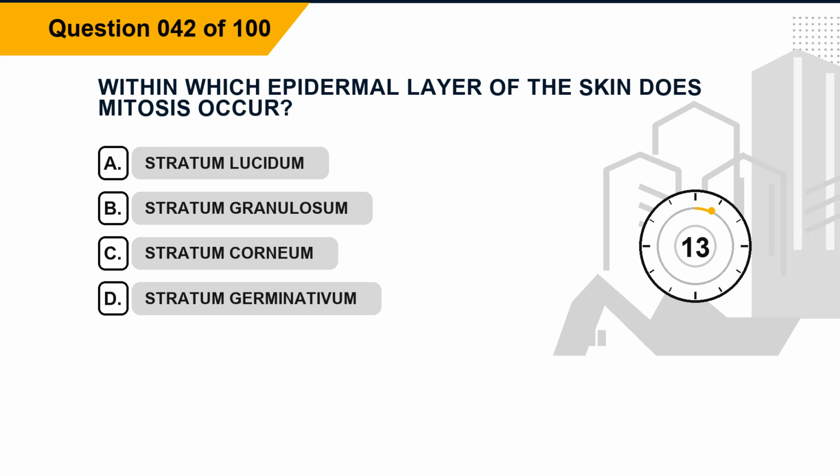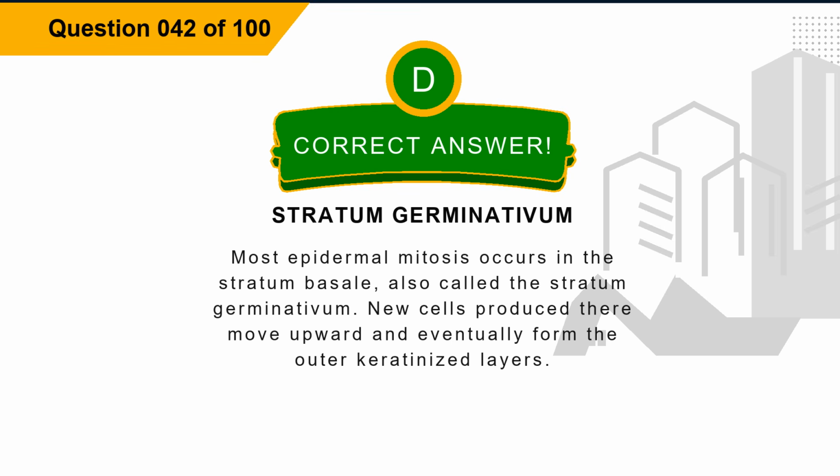Question 42. Within which epidermal layer of the skin does mitosis occur? Option A, stratum lucidum. Option B, stratum granulosum. Option C, stratum corneum. Option D, stratum germinativum. The correct answer is option D, stratum germinativum. Explanation. Most epidermal mitosis occurs in the stratum basale, also called the stratum germinativum. New cells produced there move upward and eventually form the outer keratinized layers.